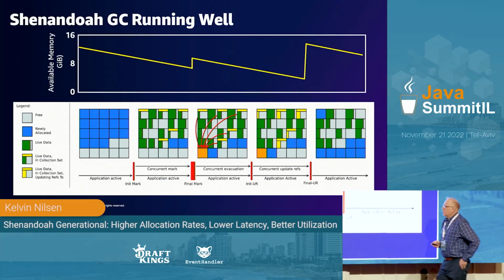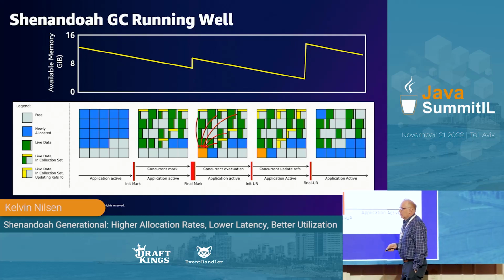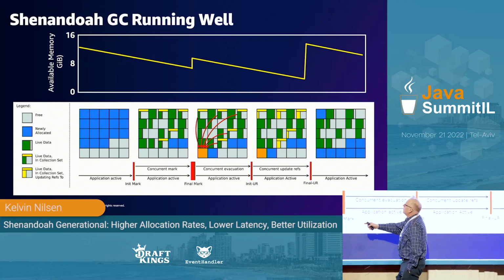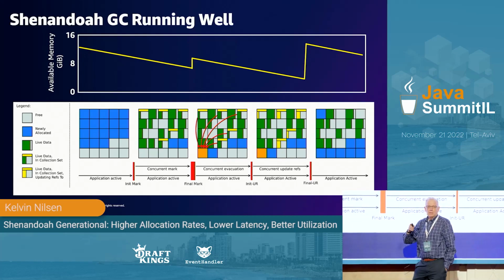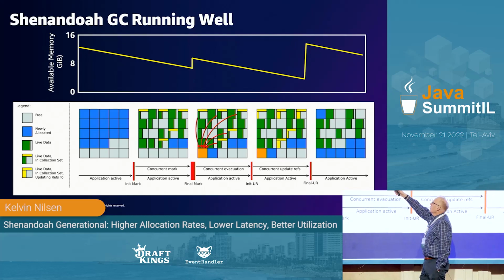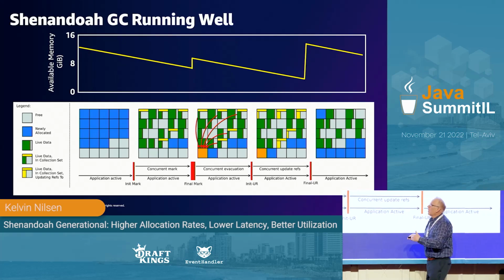So when Shenandoah is configured properly and it's working well, what you see is that this chart now is available memory, not the memory in use. So we start out with a lot of memory available, but the application keeps running, so it keeps allocating, so the available memory gets smaller.